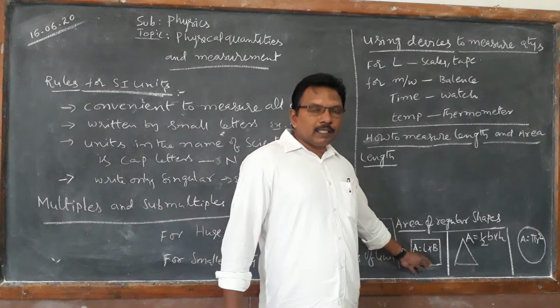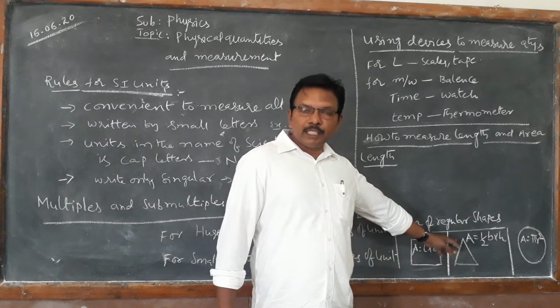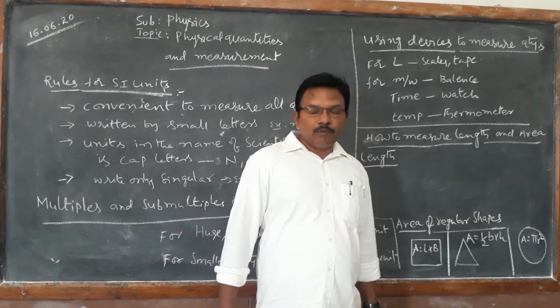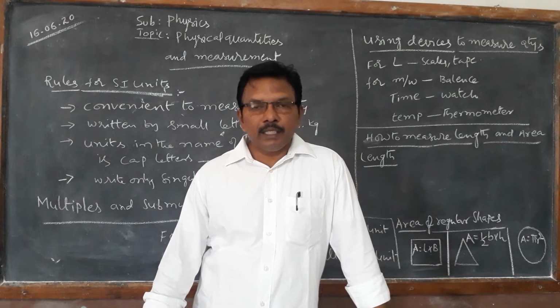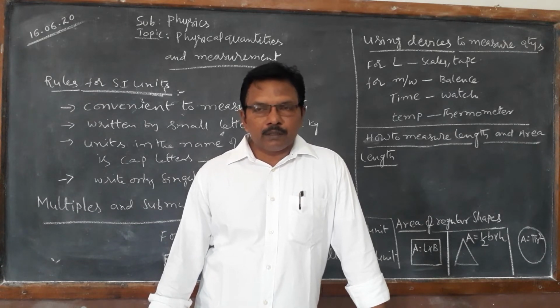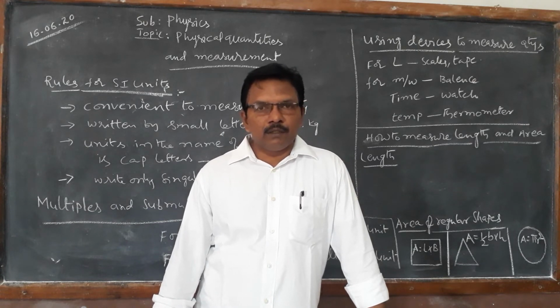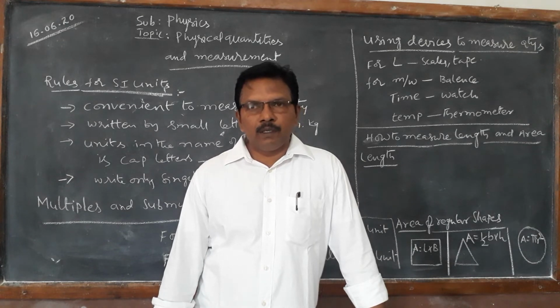Once again, for a rectangle, length into breadth. For the triangle, half into base into perpendicular height. And for a circle, pi r square, which means 22 by 7 into radius square. For a square, length of the side into length of the side. All sides are the same, no? So side into side. These are the formulas used to measure the area of regular shapes.